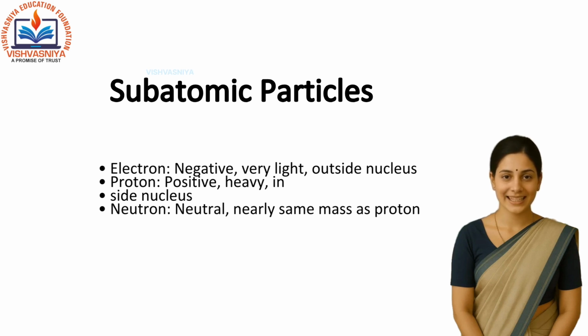Let's compare them. Here's how they differ. Electrons are super light and found orbiting outside the nucleus. Protons and neutrons are much heavier and live inside the nucleus. And fun fact, a proton is almost 2000 times heavier than an electron.